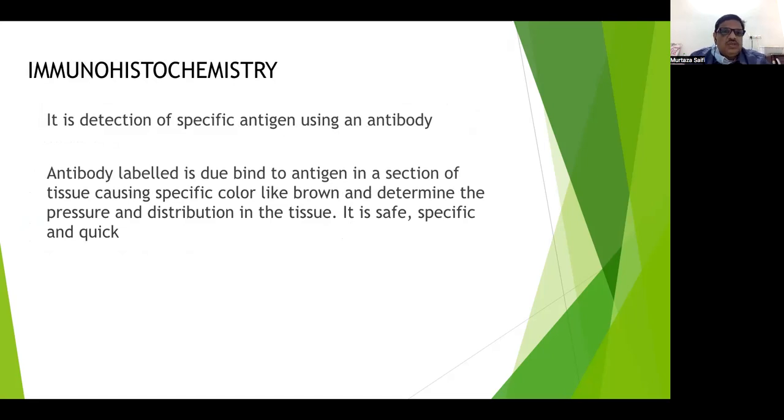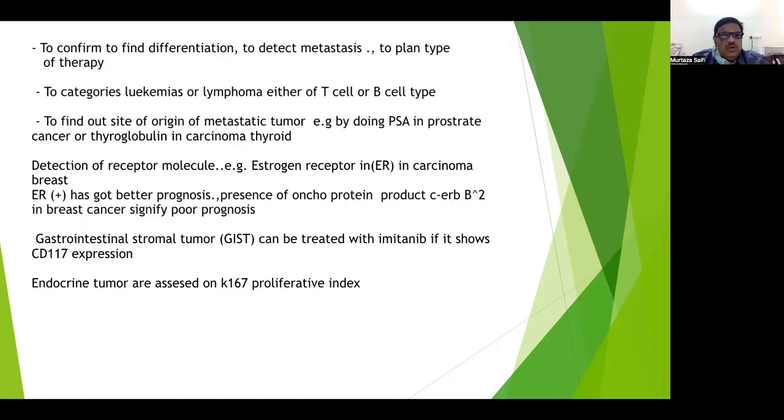Next investigation for the carcinoma, for the neoplasm, is immunohistochemistry. It is the detection of specific antigen using an antibody. The antibody label binds to the antigen in a section of tissue causing a specific color like brown, and determines the presence and distribution in tissue. It is safe, specific, and quick. It is used to confirm, to find differentiation, to detect metastasis, to plan type of therapy. It is very important, immunohistochemistry.